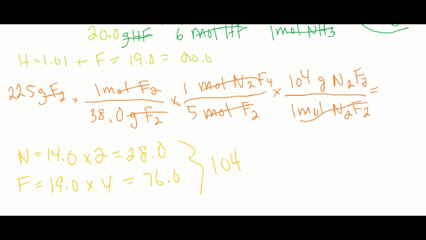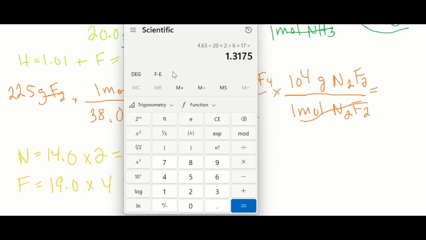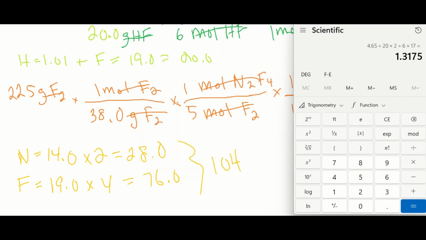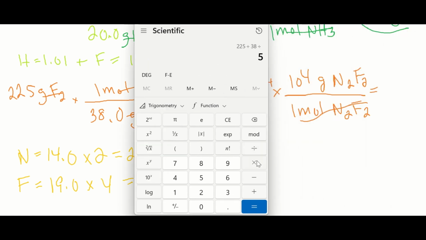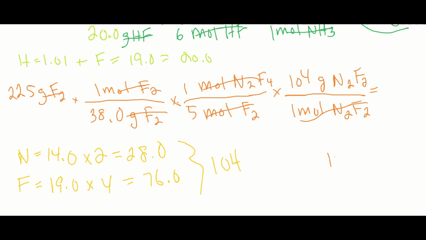Cancel, cancel, calculator. 225 divided by 38 divided by 5 times 104. 3 significant figures. 1, 2, 3 grams of dinitrogen tetrafluoride. This should be a 4.